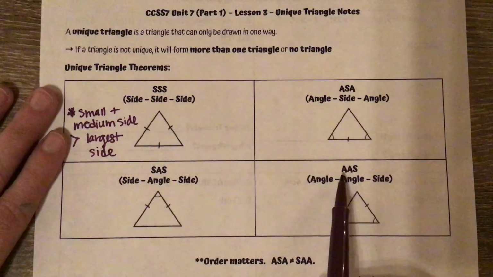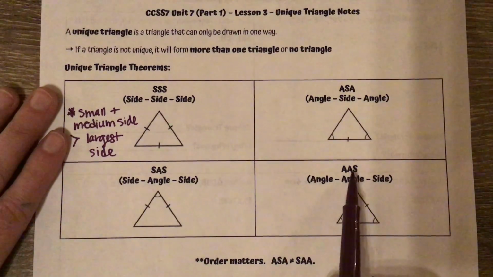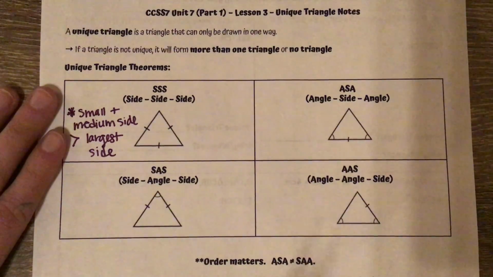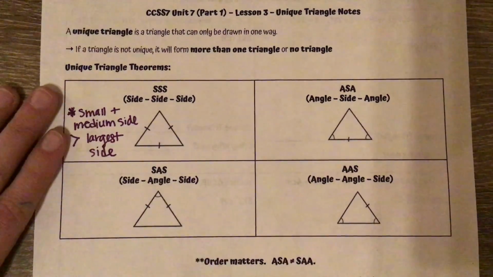And then here, angle, angle, side, AAS. So an angle, then another angle, and then a side. So if any of these things hold true, it forms a unique triangle.